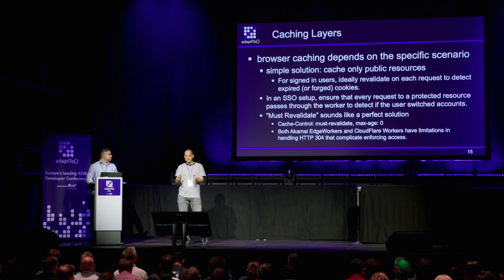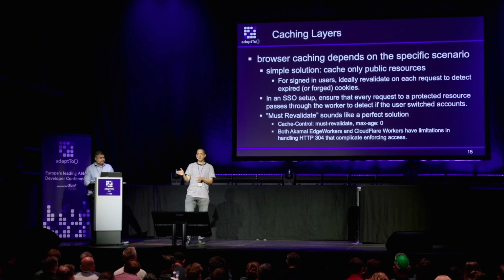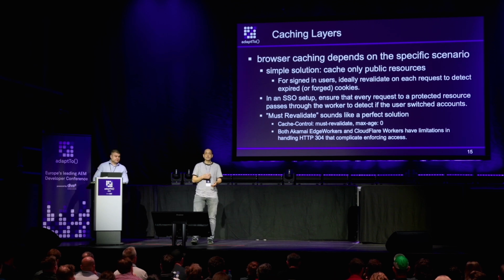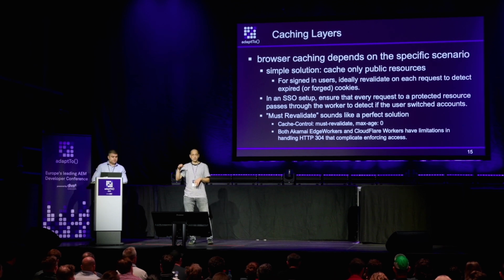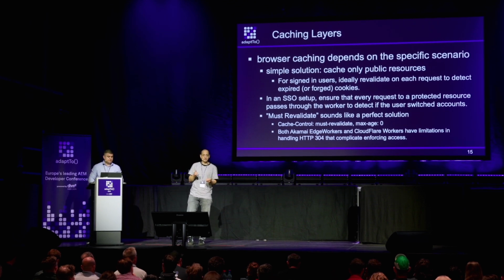So for us, this means we cache a resource in the browser, but then when the user later refreshes the page, he may actually read it from the browser cache, but he's maybe logged in with a completely different Adobe ID that does not have access to this. So it's important that we pass through our edge function on every request to a protected resource.